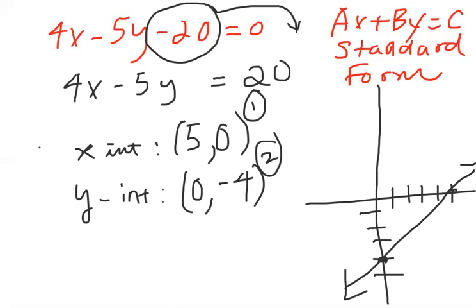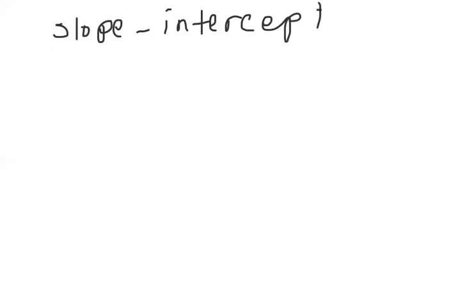All right, guys. So now let's go to the second method. The second method is the slope-intercept method. Now for the slope-intercept method, okay, let me give you some background info.